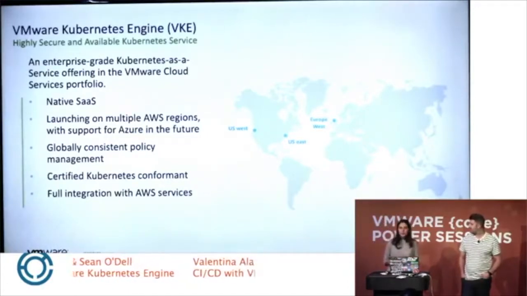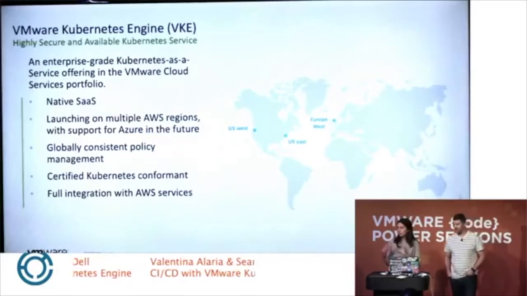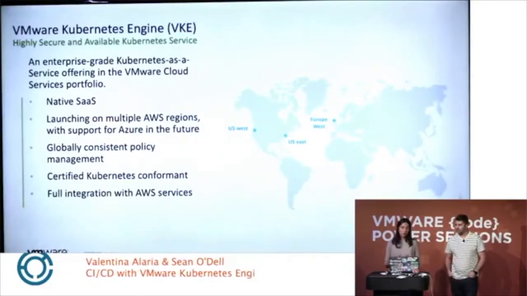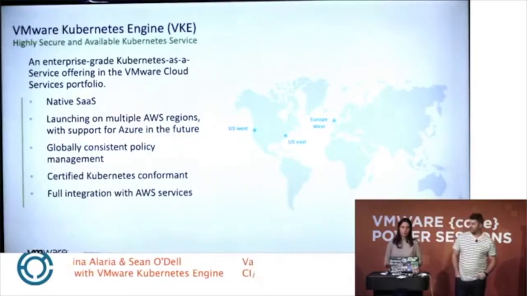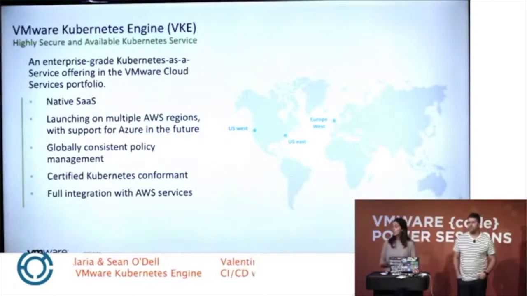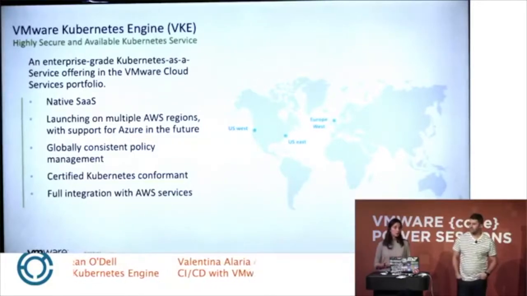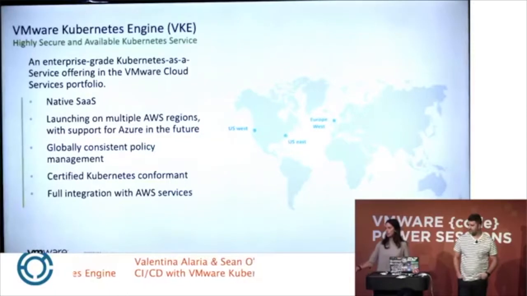The last thing maybe that is relevant for this audience is that today this runs on top of AWS, and what it means is that you can get native AWS services as part of your application construct. So if you want to leverage things like RDS or other AWS services, you'll be able to do that seamlessly as part of a VKE cluster. And today it runs, as I said, on AWS, and we're going to roll out Azure in the near future, in the next few months.